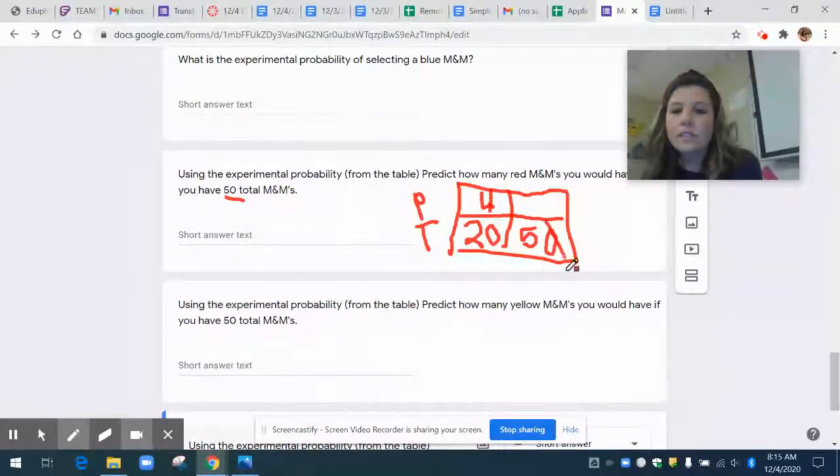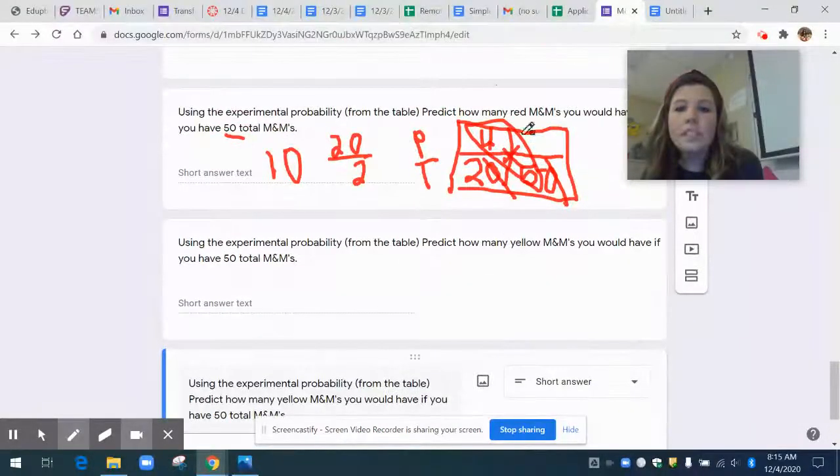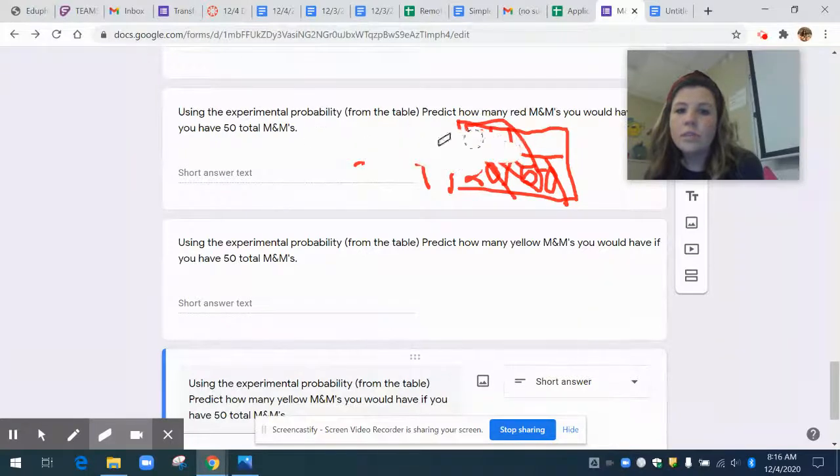Okay, I can cross this 0 with this 0. Okay, and then I'm going to cross multiply. So 4 times 5 is 20, over 2, or divided by 2, would be 10. So I could predict that out of 50 M&Ms, I would have 10 reds. Okay, so for all of these where you see predict, you need to set up a proportion, part and total. Your experiment goes here and your new total goes here. And that's all you need to do on those, is to use the proportion.